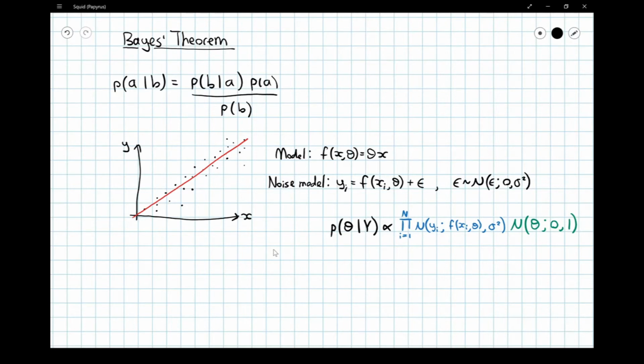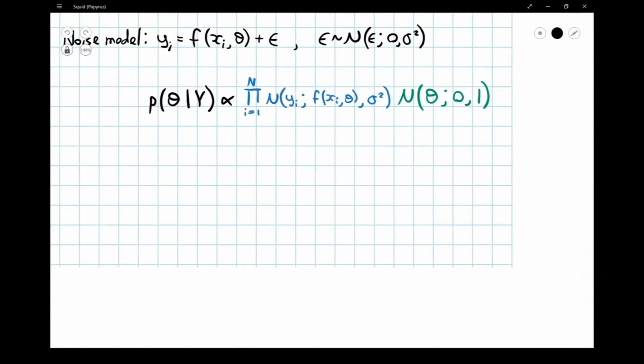By that, I mean you can take all this stuff and rearrange it to find that the posterior distribution over theta is actually Gaussian, and you can get closed form expressions for its mean and variance.